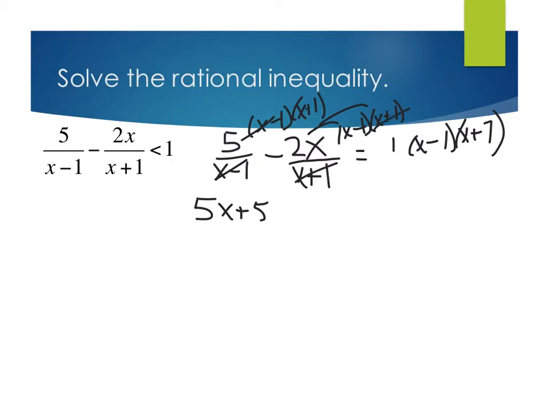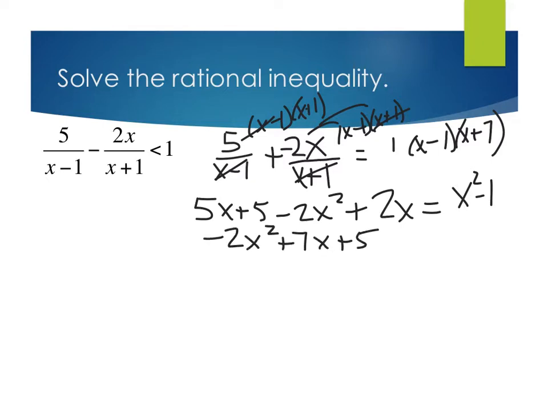So now be careful here, we're going to have negative 2x squared plus 2x, since this is technically a negative 2x, equal to, well, this is just x squared minus 1 if I multiply it out. Now let's go ahead and combine like terms. So we have negative 2x squared plus 7x equals x squared minus 1.